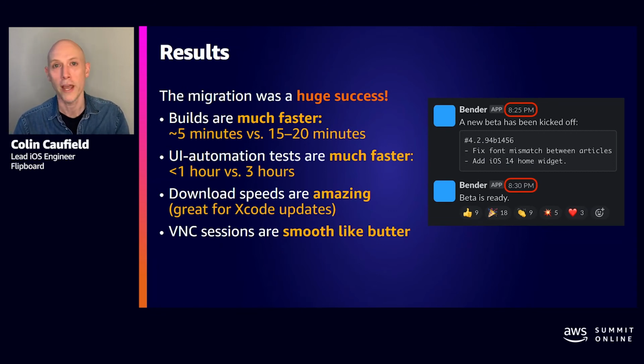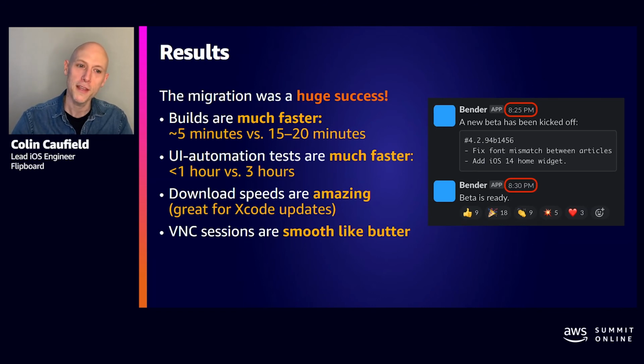Another thing is that our UI automation tests are now sub 1 hour, where they used to be 3 hours. And on this point, I'm really excited about potentially moving to M1 Max in the future, where the automation would run even faster. A few other things I like. The download speeds are super fast. We know Apple makes us re-download Xcode all the time, and now you don't have to take a lunch break when that happens. And also the VNC sessions are really smooth like butter, which is a personal favorite of mine.